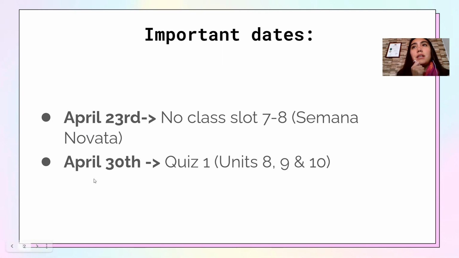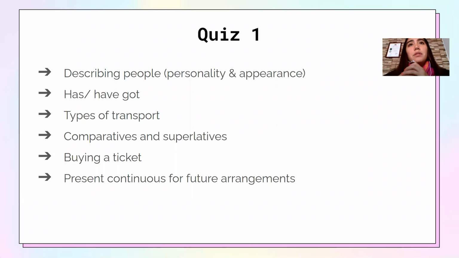And on April the 30th, we are going to have our quiz number 1. This is about units 8, 9, and 10. What about the quiz? What about the content? Here we have the content of our first quiz. We have describing people, personality and appearance, has or have got, types of transport, comparatives and superlatives, buying a ticket, and present continuous for future arrangements. The buying a ticket and present continuous part, we're going to check that today.